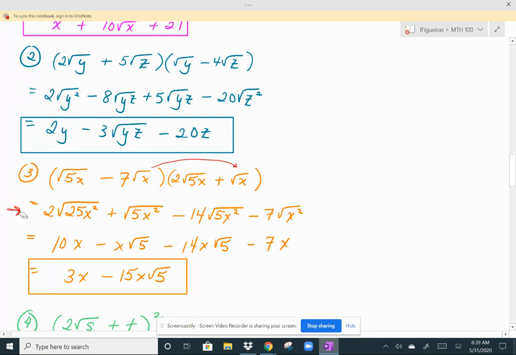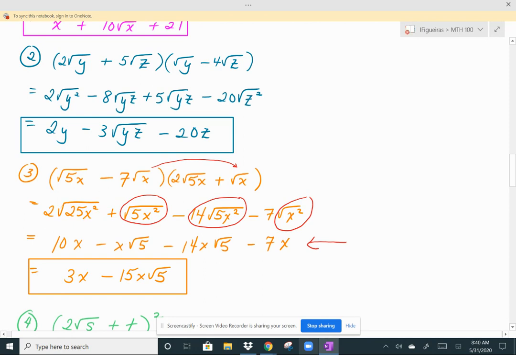A few things can simplify. The 25x squared is a perfect square, as well as the square root of x squared. These two can also be simplified because x squared comes out of the radical. So I'm just simplifying on this next line. The square root of 25x squared is 5x. That gets multiplied by 2. So that's why the first term in line 3 is 10x. Then the second term, the square root of x squared is x.